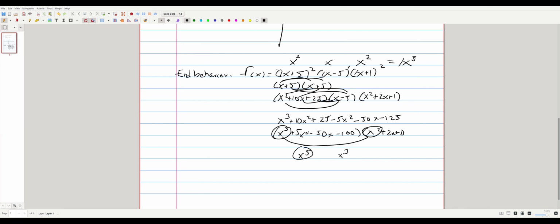And so what does that mean? Well, that means as x approaches negative infinity, y is going to approach negative infinity, and as x approaches positive infinity, y is going to approach positive infinity. And how do I know that?